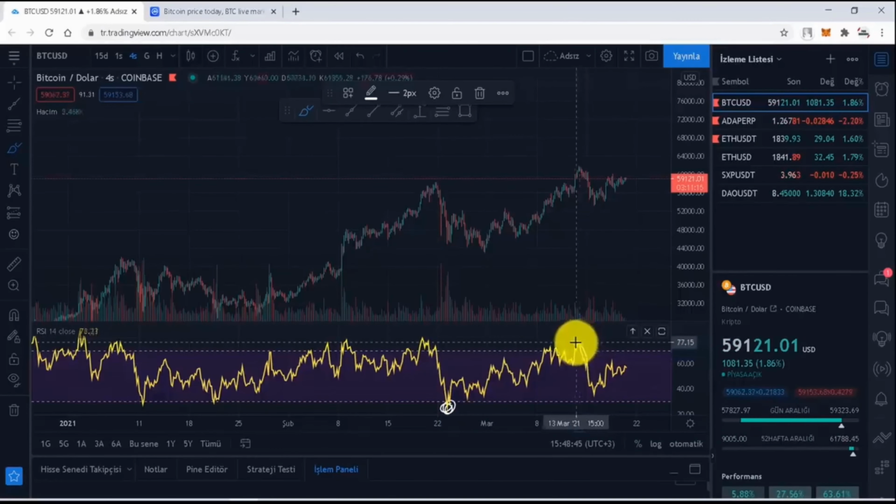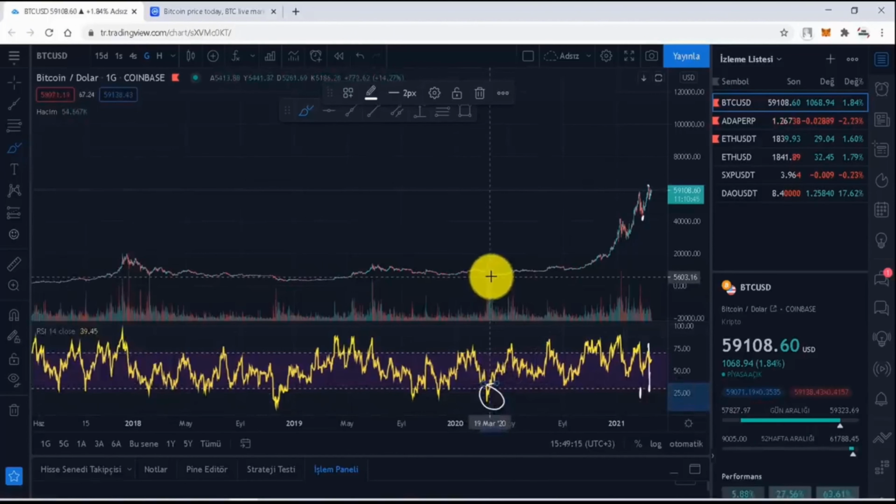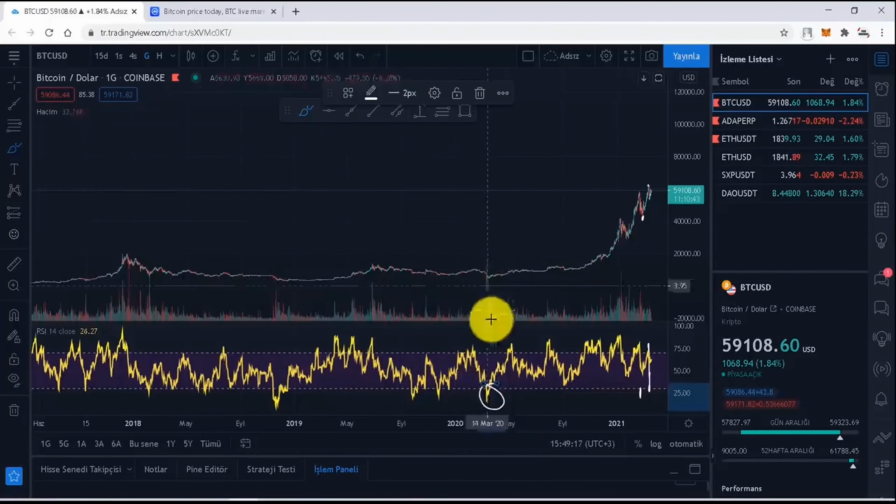However, we should not rely on this RSI alone. We must also use other indicators. It has already worked very well here too. Look. When the RSI is at the bottom like this, people who bought Bitcoin at around $5,000 or even $3,000 can now sell at these levels. As you can see, he has made very nice profits.